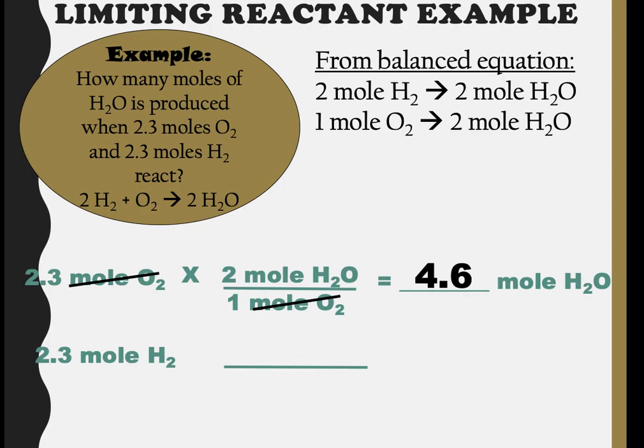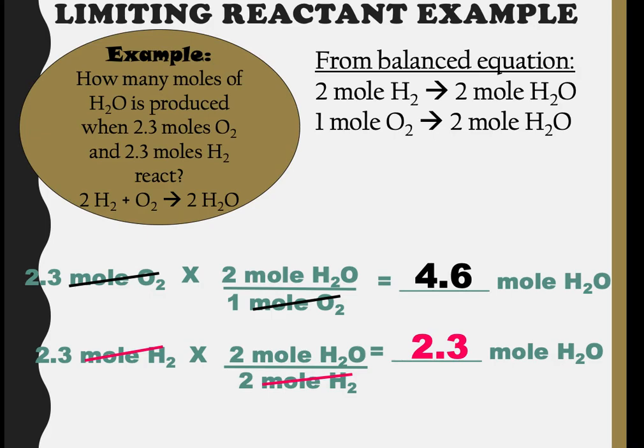Now, we want to do the exact same calculation, but this time with the hydrogen. So it's a different mole ratio. It's a 2:2 ratio, as you can see from the coefficients in the equation. Hydrogen goes on bottom, and so with 2.3 moles of hydrogen times 2 divided by 2, we can make the exact same amount of water.